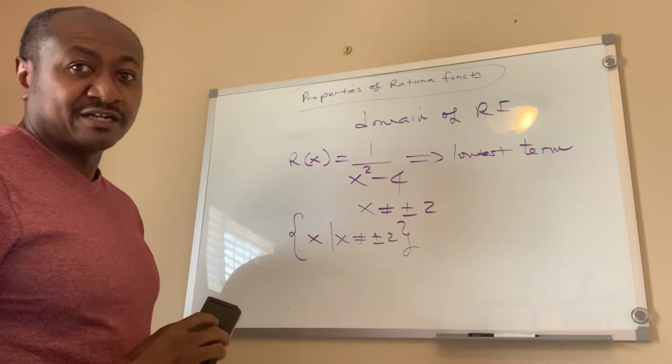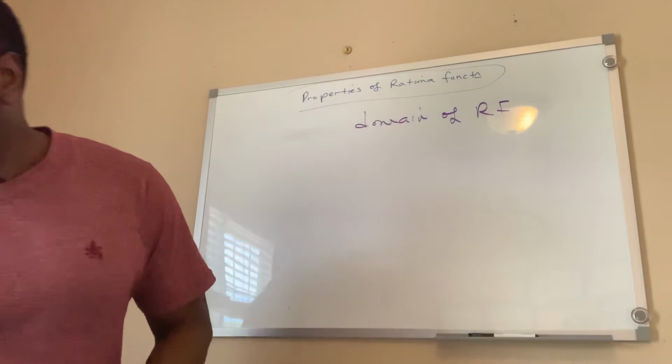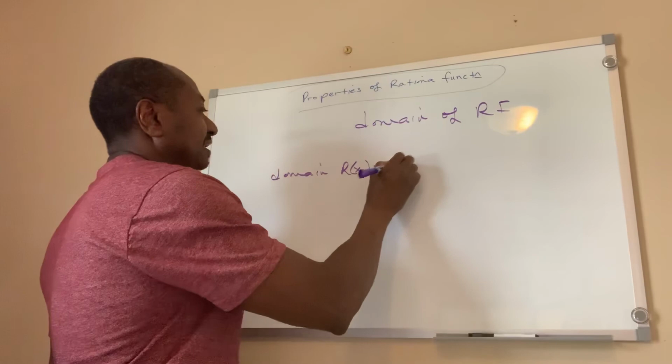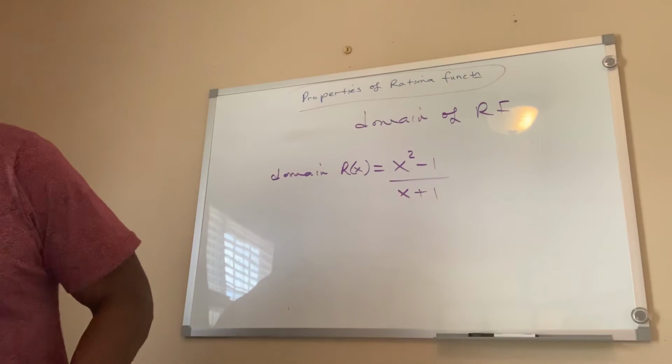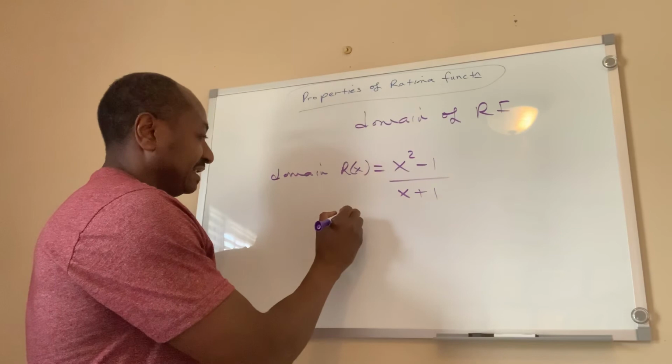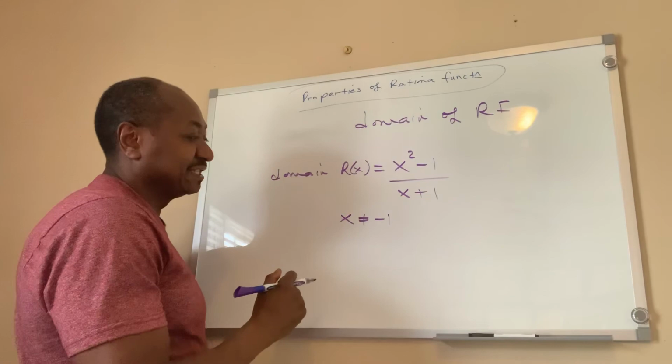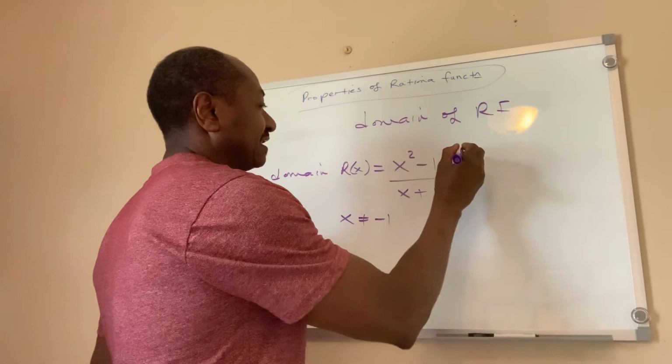Okay. And I'll give you the last example here. How do we find the domain of, say, r of x equals x squared minus 1 over x plus 1? If we look at this, the domain obviously here is x is not equal to negative 1, right? Because negative 1 will make this rational function undefined. But then you ask, is this in lowest terms? No, it's not, because we can factor the top into x plus 1 and x minus 1.